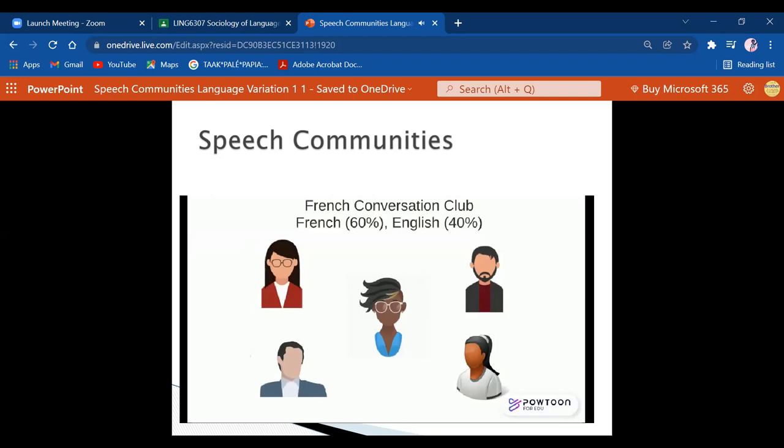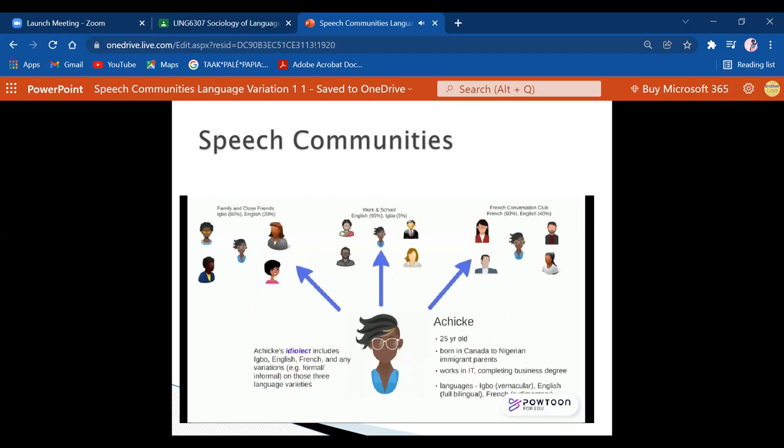All of these groups that Achika is a part of are different speech communities, and whenever she uses a different language inside one of these speech communities, it is called code switching. She may decide to code switch to facilitate communication between members of her speech community. It might be a requirement that she uses a specific language in certain contexts, and it could happen unconsciously. We could say that Achika is a multilingual individual that code switches between three different languages across a variety of speech communities. This is her social network.